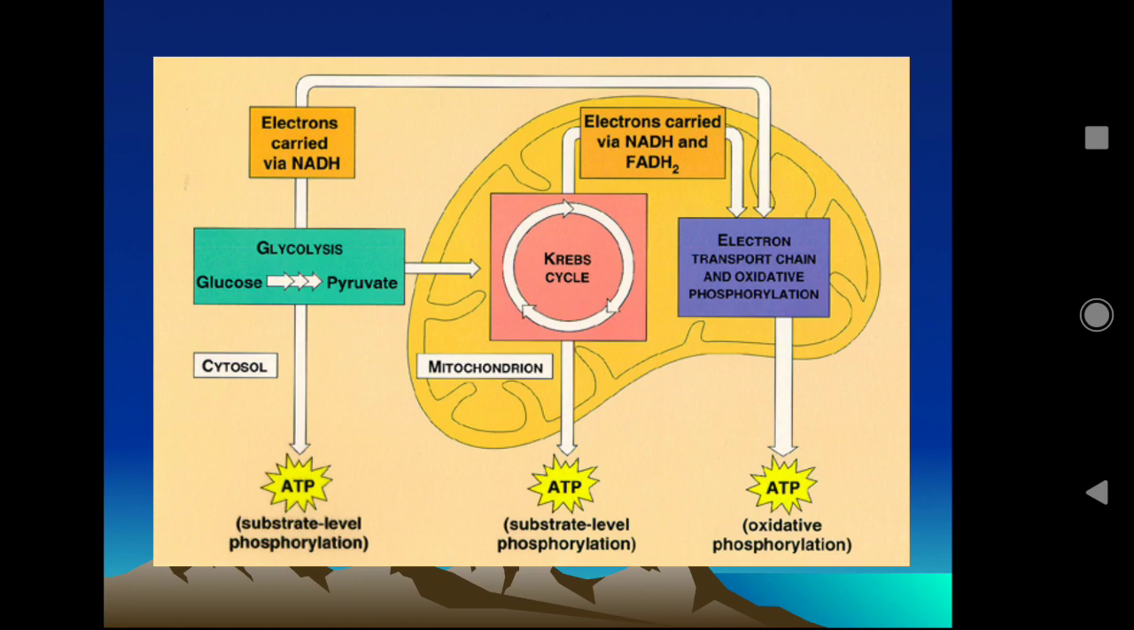Remember, the H plus ions are used to form water. Oxygen is the final electron acceptor. Each NADH molecule is worth 3 ATP. You have 10. That's 30 ATP. Each FADH2 can form 2 ATP molecules. So that means 4 ATP. So the electron transport chain can make up to 34 ATP.